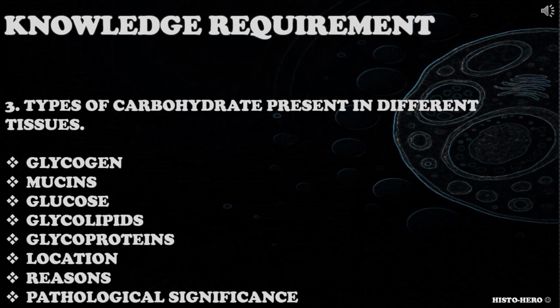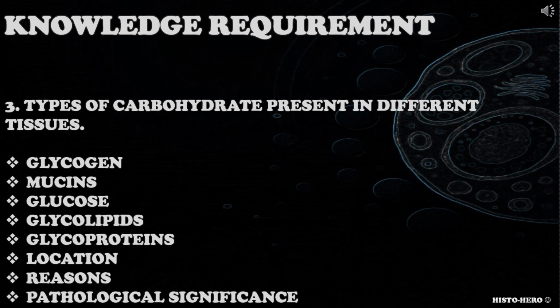The third knowledge requirement is types of carbohydrates present in different tissues. Candidate needs to have the knowledge and understanding about various carbohydrates in tissues. You could ask the candidate to name the types of carbohydrates that can be present in tissue, to explain their role and why they are present in those tissues, to explain the pathological significance of their presence or absence.